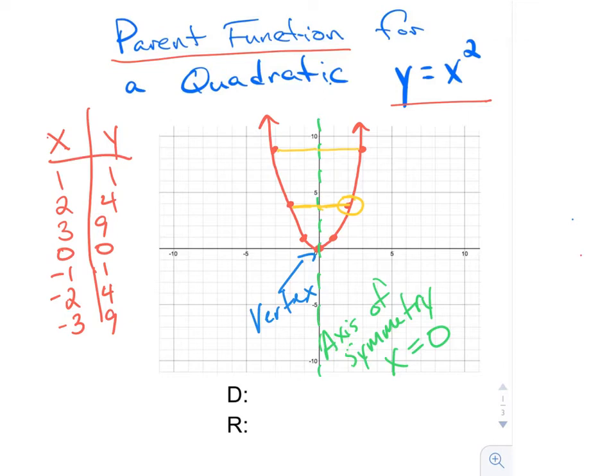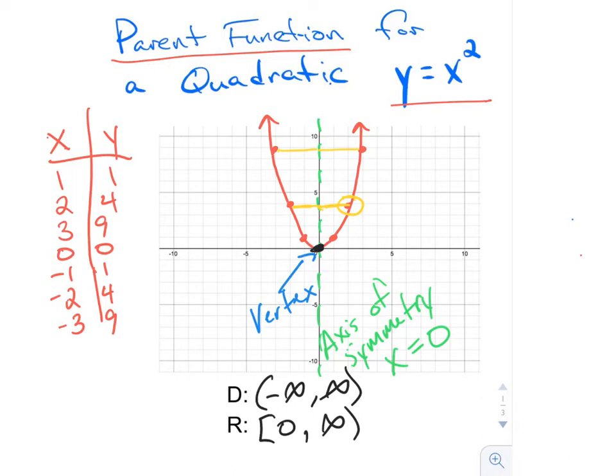Now, when we talk about a quadratic, the left side and the right side go on forever, so our domain is negative infinity to positive infinity. And our range, the very bottom of this graph is at (0, 0), so the y values are 0 and up, so 0 to positive infinity. This is our most basic equation and graph for a quadratic.